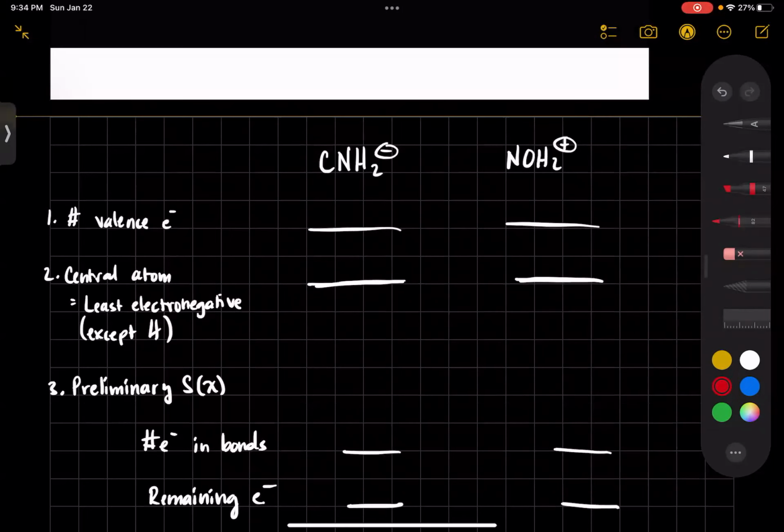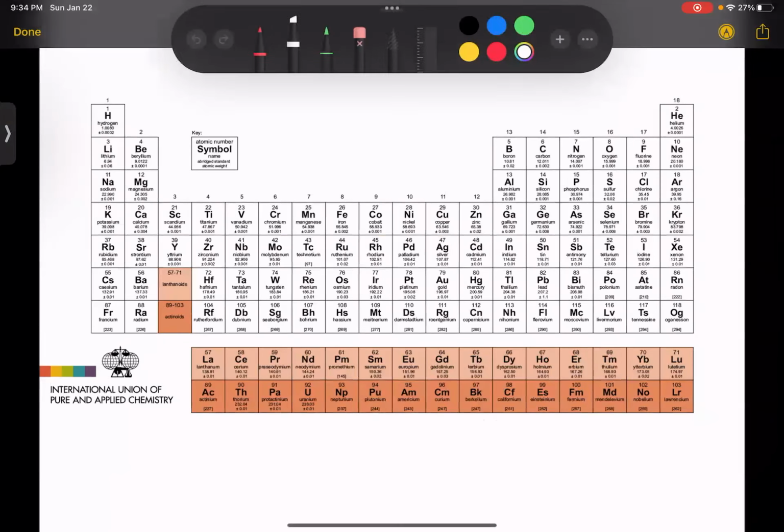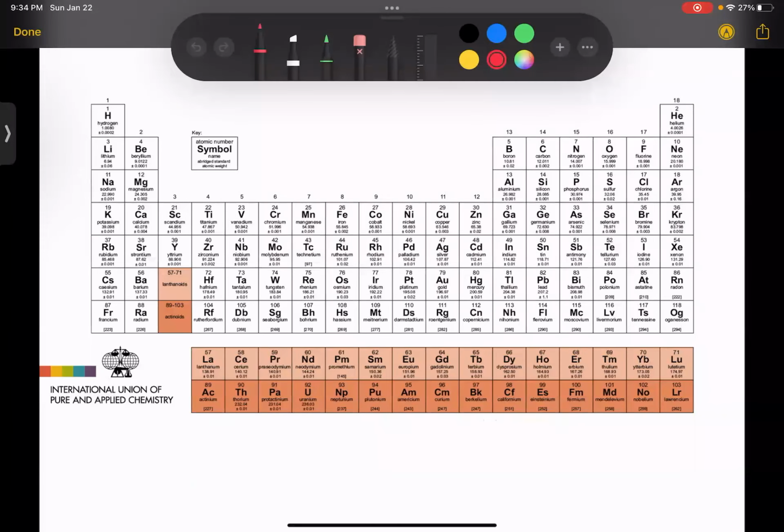How can we determine the number of valence electrons? Well, going to our periodic table, we know that group 1 elements have 1 valence electron. Group 2 elements have 2 valence electrons. Group 13 has 3, 14 has 4, then 5, 6, 7, and helium is the exception over here because it only has 2 valence electrons. Everything else has 8 valence electrons.